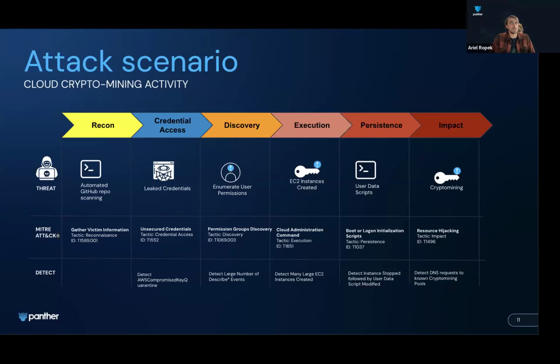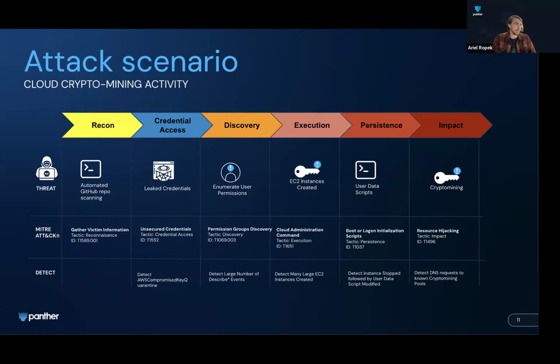There is a GitHub security policy that will automatically quarantine these types of keys, and that activity can be detected. So you're being alerted when built-in security policies within GitHub and AWS are being triggered.